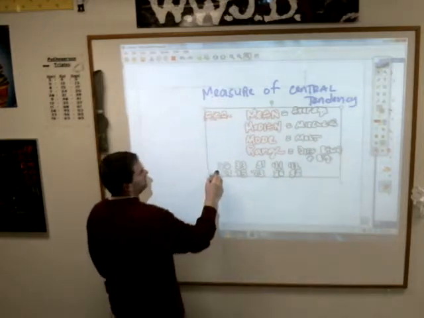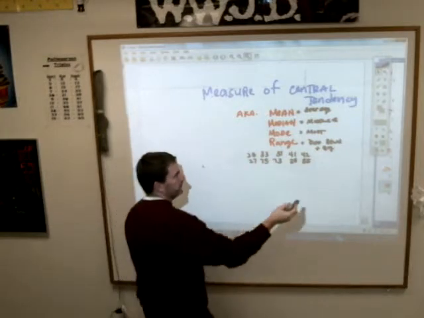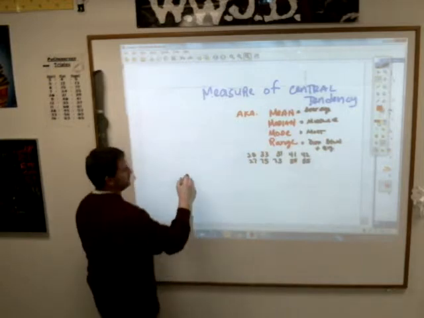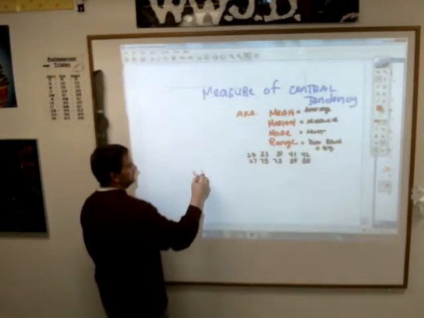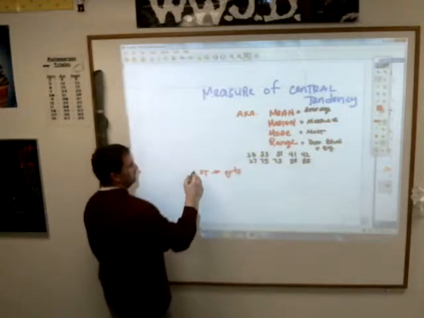When you're finding these measures of central tendency, what's the first thing that you need to do, Johnny? You have to put them in order. Exactly. You have to arrange from least to greatest. Least to greatest order.